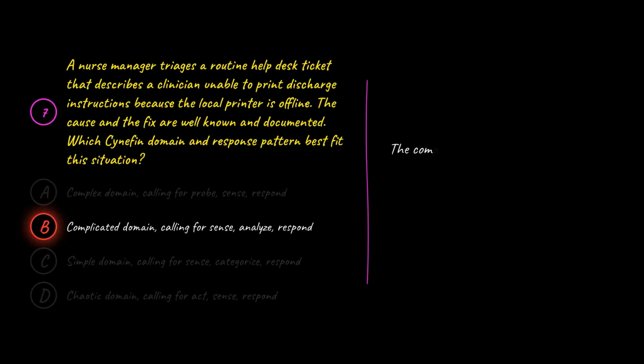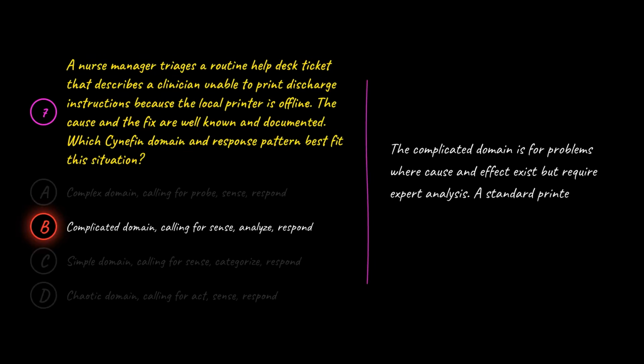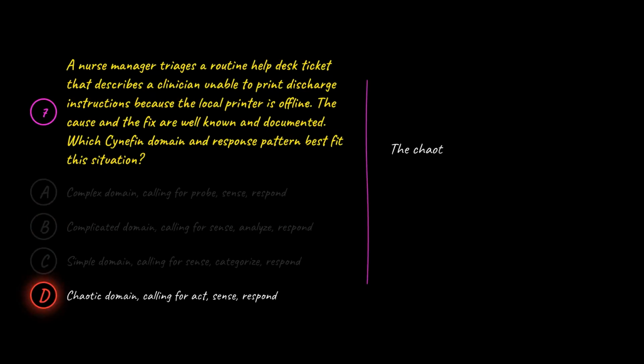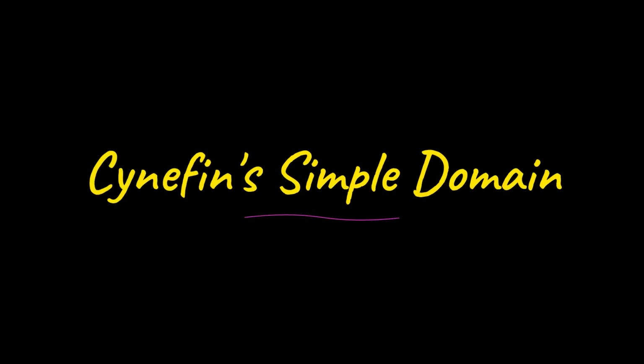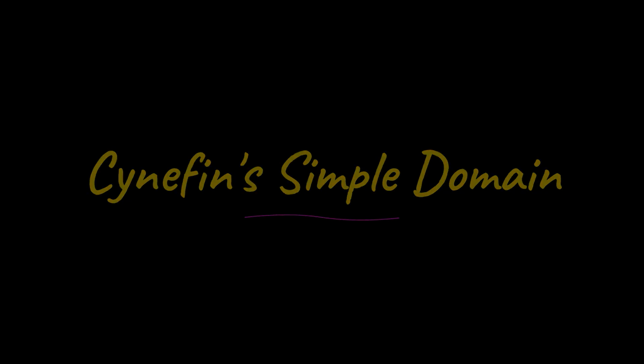B is wrong because the complicated domain is for problems where cause and effect exist but require expert analysis. A standard printer issue needs categorization, not deep analysis. D is wrong because the chaotic domain demands immediate action because cause and effect are not discernible. A printer ticket is far from a chaotic situation. The Cynefin framework helps leaders recognize what kind of situation they're facing before choosing how to respond. One of its 5 domains, the simple domain, covers the most predictable, well-understood situations a leader will encounter.